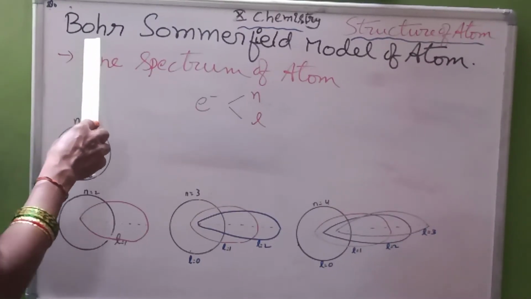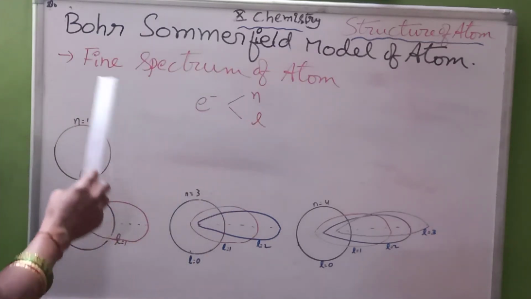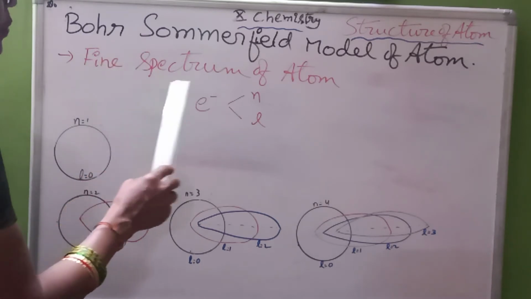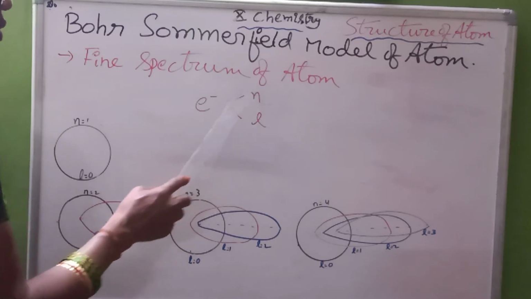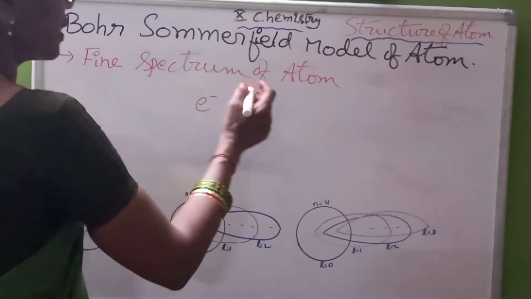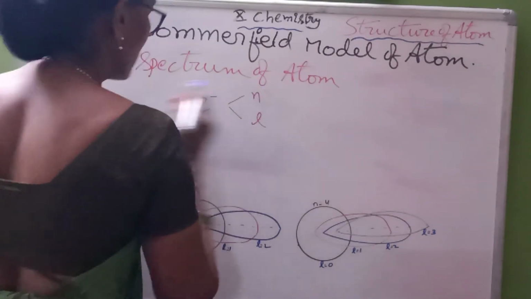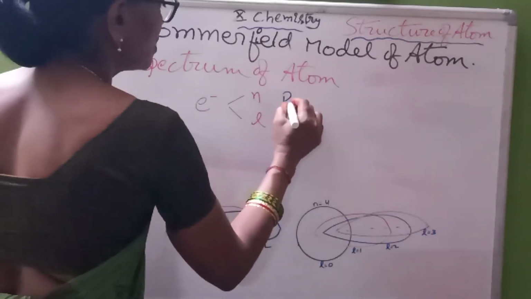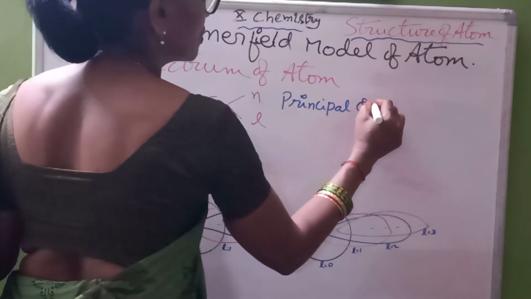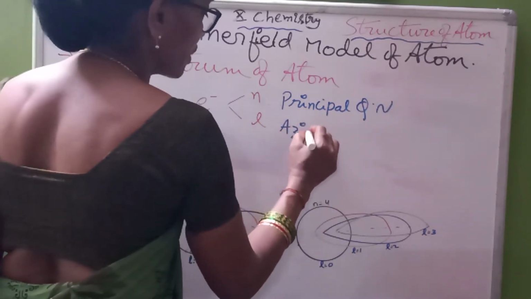Now we are going to discuss the Bohr-Sommerfeld model of the atom, and this model could explain the fine spectrum of atoms. If you take the electron, it has two numbers. One is the principal quantum number, n, and the other is the azimuthal quantum number, L.